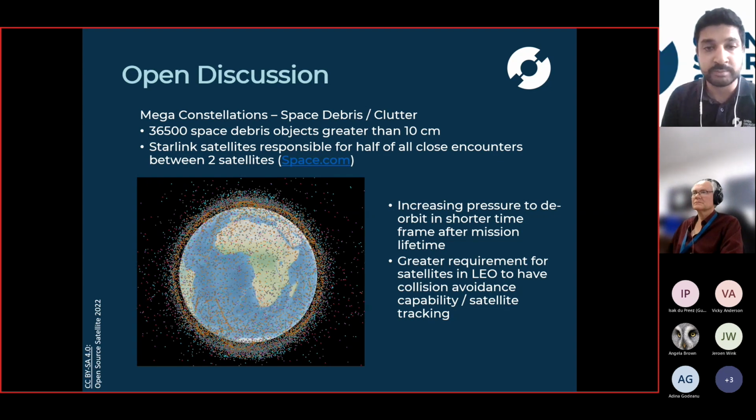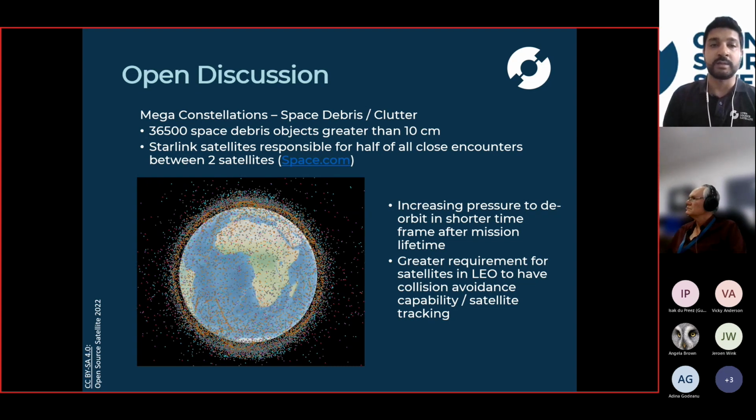From an article on space.com, a researcher has found that they believe that the Starlink satellites I previously mentioned are now responsible for half of all close encounters between 2 satellites. So they are predicting that these mega constellations are going to be causing a greater risk for in-orbit collisions and contributing to more space debris, which could render low Earth orbit almost unusable.